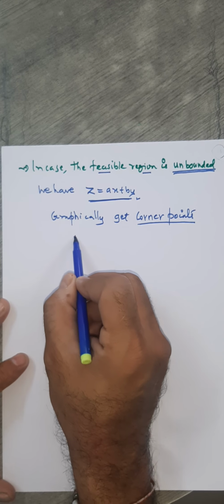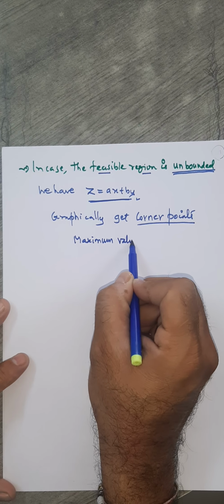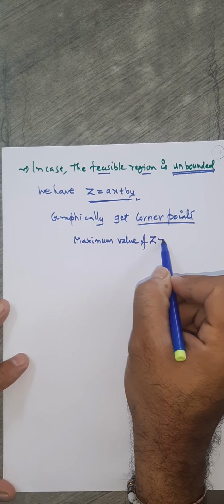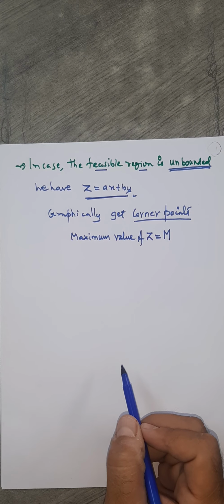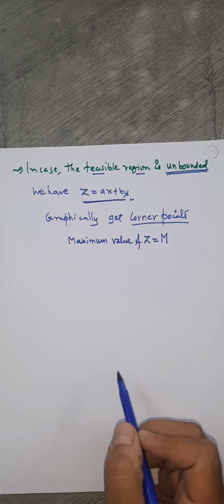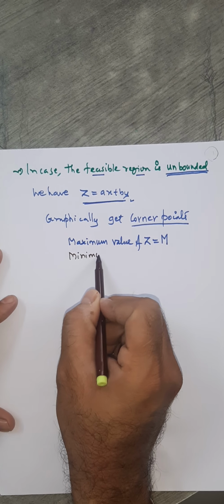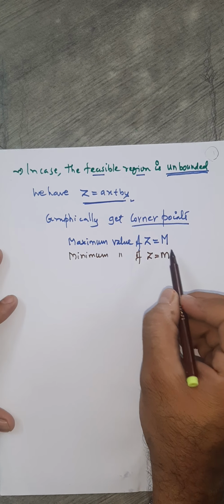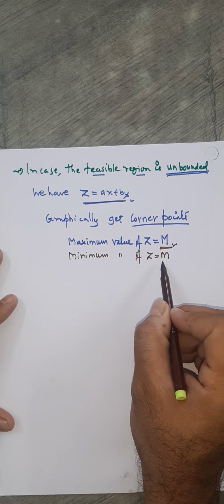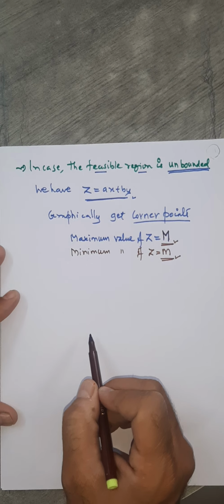Suppose the maximum value of z, we call that big M. Maximum value of the objective function, we call that big M. And the minimum value, we call that small m. Minimum value of z equals small m. Maximum value we call big M, and minimum value we call small m.